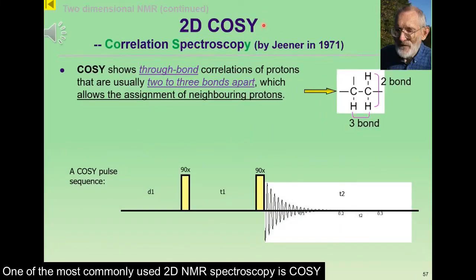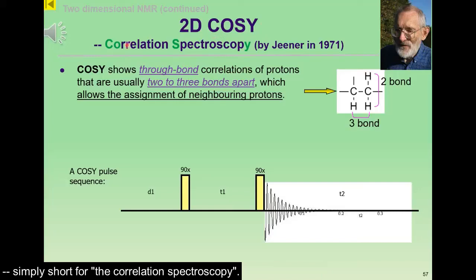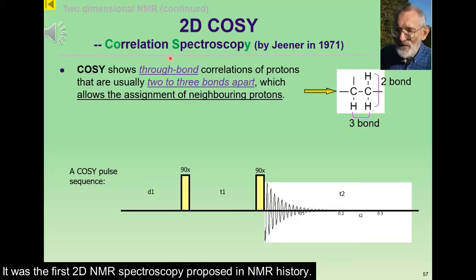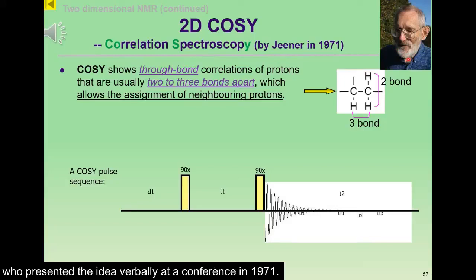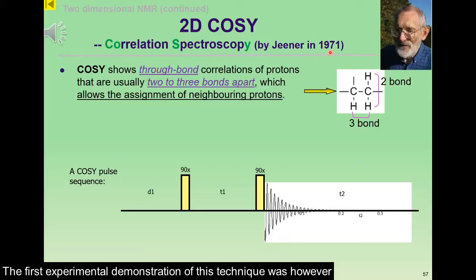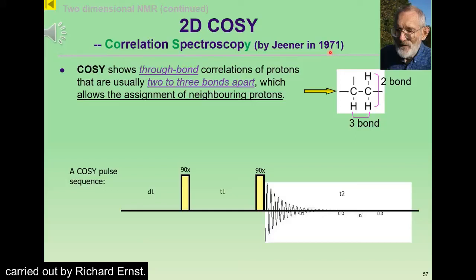One of the most commonly used 2D NMR spectroscopies is COSY, simply short for correlation spectroscopy. It was the first 2D NMR spectroscopy proposed in NMR history. The inventor was a Belgian physical chemist and physicist, Jean Jeener, who presented the idea verbally at a conference in 1971. The first experimental demonstration of this technique was, however, carried out by Richard Ernst.